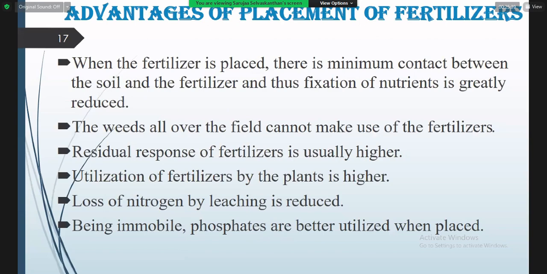Okay, it is difficult for the weeds to grow also. Okay, we are only applying at the specific place. Then other places also can't grow the weeds. That is one of the advantages.